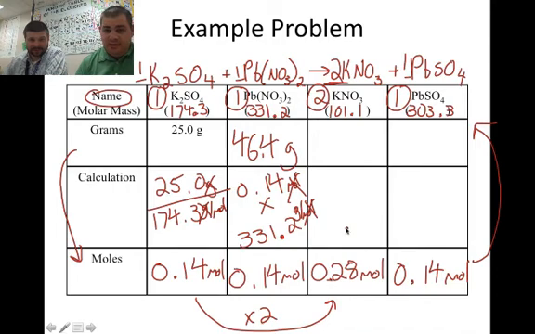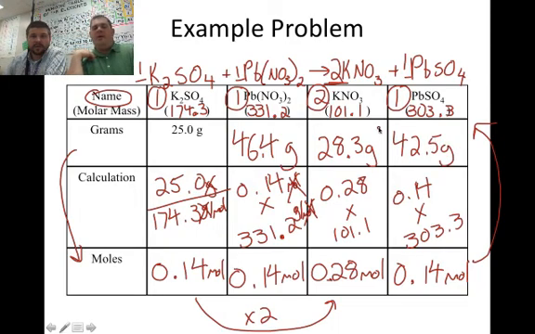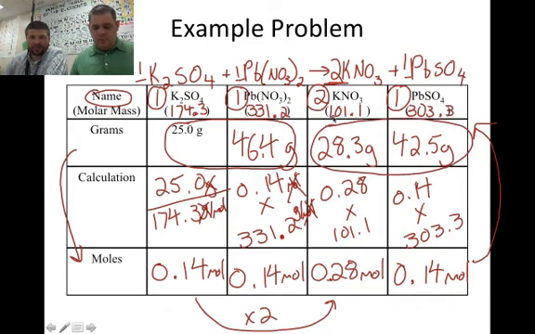Right here we've got 0.28 times 101.1. So we end up with 28.3 grams. And in our last box, 0.14 times 303.3, and we end up with 42.5 grams. And so there was a full box problem. And if you add these up, 25 plus 46.4, and then 28.3 plus 42.5, those should be equal numbers, right?